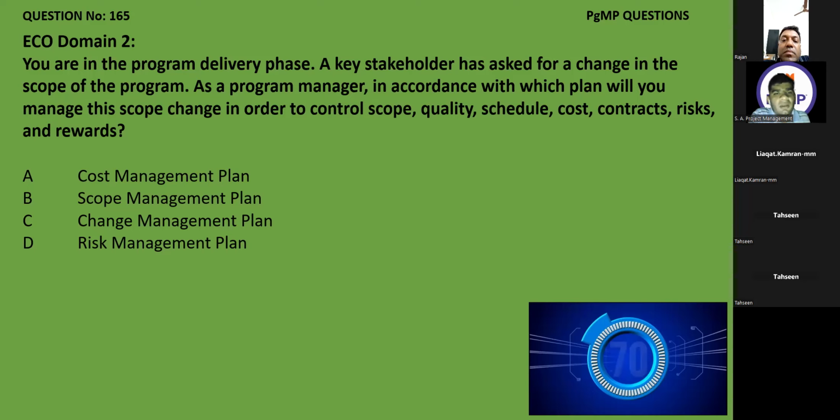Why? Because that scope change we will evaluate based on the change management plan, and then the subsequent plans will be changed. Maybe that change will impact cost, schedule, quality, something like that. That is the second step. But for any change, whether he tells you only about change, or maybe about cost change or risk change, the first step is the change management plan. Got it. Thanks.